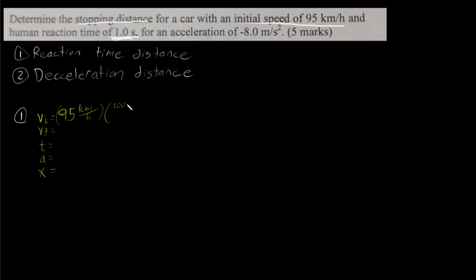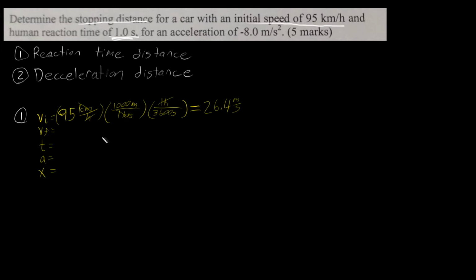There are 1,000 meters in 1 kilometer, and over here, kilometers cancel out. And in 1 hour, there are 3,600 seconds, so over here, hours cancel out. So we are left with meters per second if we multiply 95 times 1,000 divided by 3,600. So this value ends up becoming 26.4 meters per second.